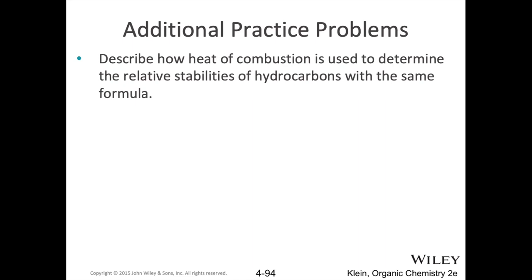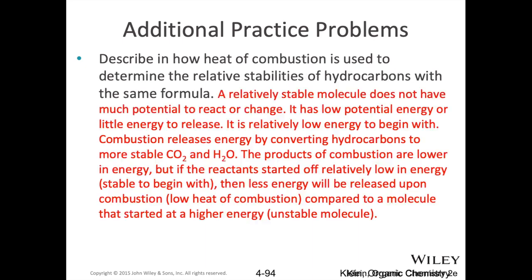Okay, this is a general question. We kind of talked about this earlier in the chapter with using heat of combustion to see relative stability of hydrocarbons. This comes down to a more stable hydrocarbon having a lower potential energy. So since it's at a lower starting point, it gives off less heat when you burn it. Okay, so essentially the higher your heat of combustion, the less stable your hydrocarbon, and vice versa.